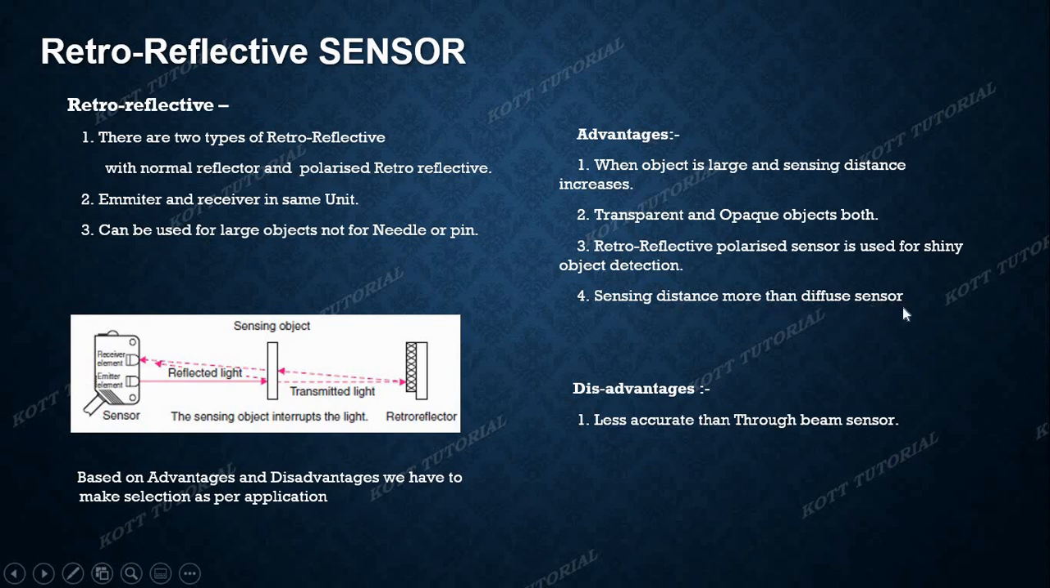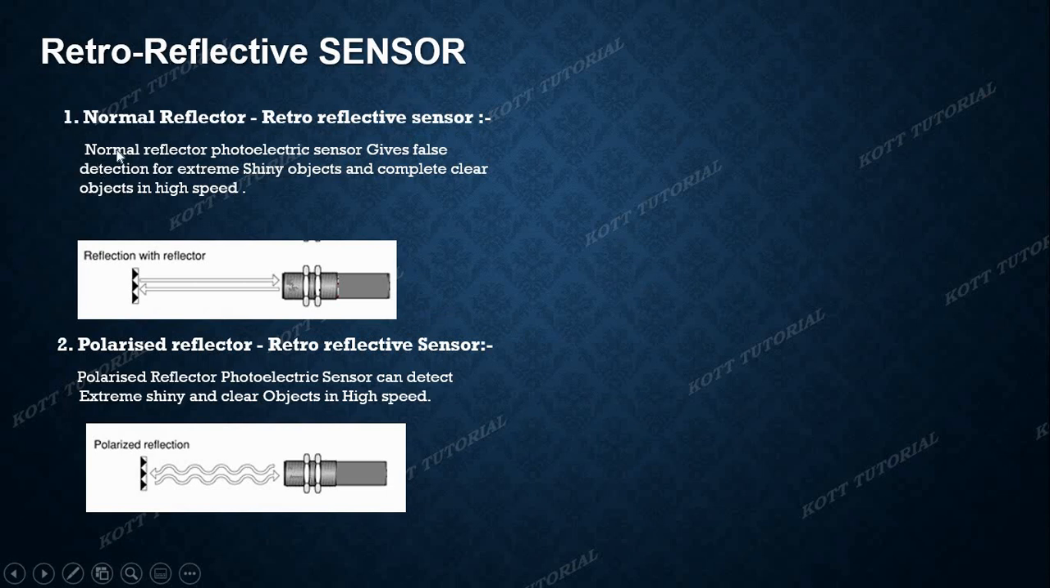Sensing range is more than the diffuse sensor. Yes, the retroreflective sensor has a sensing range higher than the diffuse sensor but less than the through beam sensor. We will learn about the through beam sensor further, but for now we just have to know that it is greater than the diffuse sensor and less than the through beam sensor. See, over here is the difference between the normal reflector and a polarized reflector. The normal reflector is used when we do not have a shiny object, and a polarized reflector is used when we have a shiny object for detection.